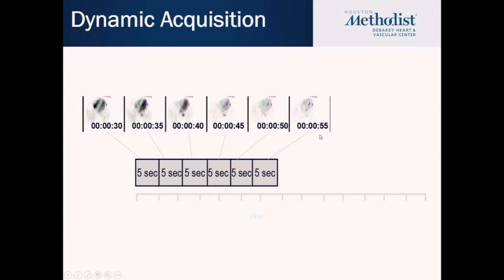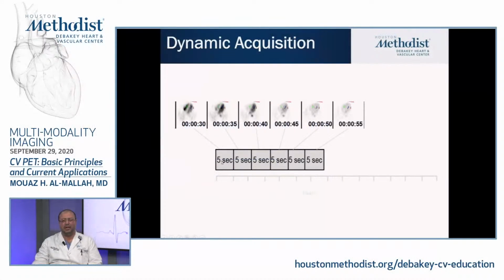We'll skip this quickly. So now we're moving on to the dynamic imaging. In dynamic imaging, we now take into account not only the EKG; the EKG is now on the side, we're not looking at it. Now we're just looking at it purely in terms of time.